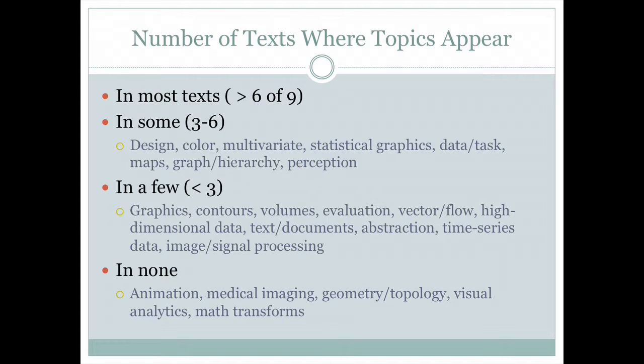This is most of the stuff: graphics, contours, volumes, evaluation, vector and flow, high-dimensional data, text and documents, abstraction, time series, and signal and image processing. And then there's a cluster of things that people who teach visualization courses had defined as important enough that they're spending valuable class time and student effort on it, and it appears in none of these books that anybody is teaching out of. Animation, medical imaging, geometry and topology, visual analytics, and math transforms. That's probably telling as well.